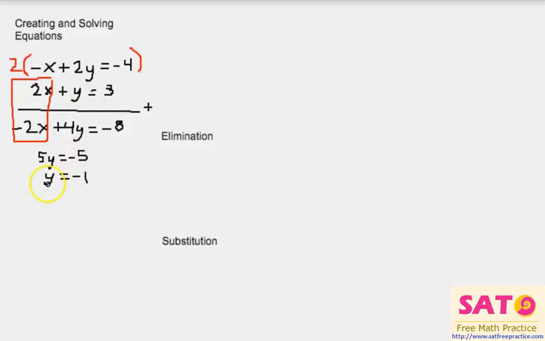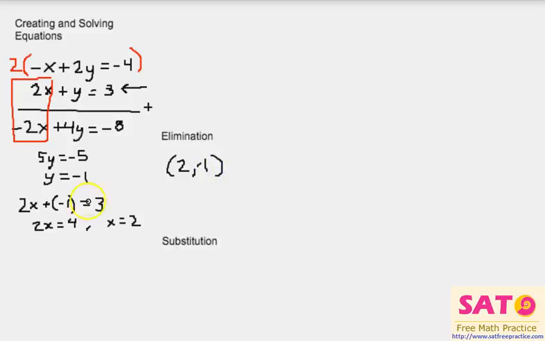So now we can plug y back into one of the equations, and let's pick this one. 2x plus negative 1 equals 3. 2x equals 4, and x equals 2. So that would be our answer. The solution would be 2, negative 1.